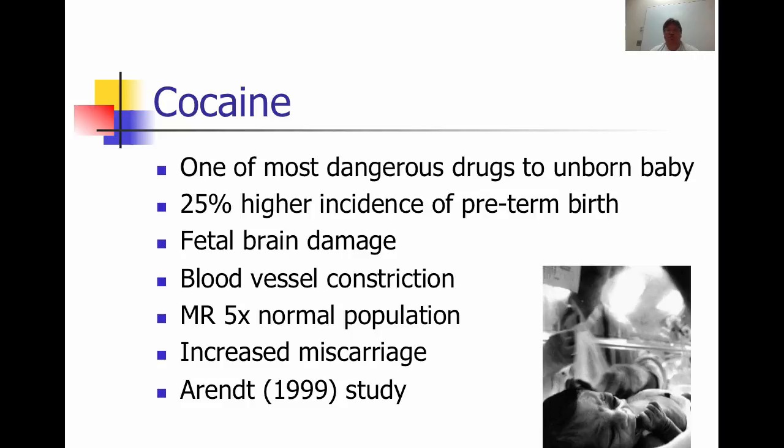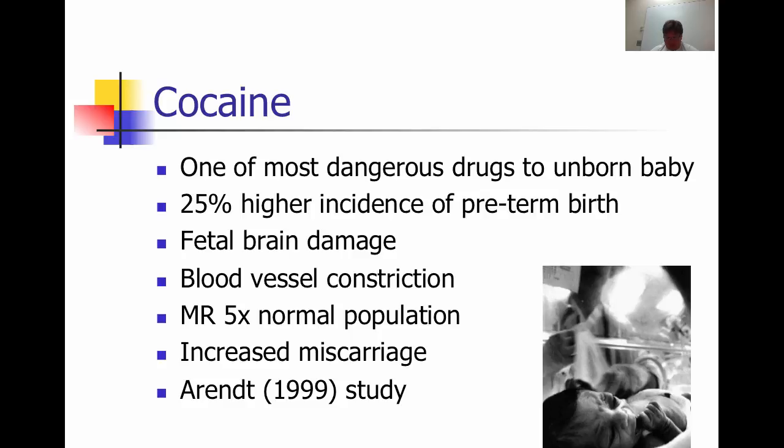It's associated with a 25% higher incidence of preterm birth, or early birth. It's associated with fetal brain damage, blood vessel constriction, mental retardation, and increased miscarriage. So obviously these are really negative, and if cocaine is consumed during pregnancy, as this slide says, it's one of the most dangerous drugs.